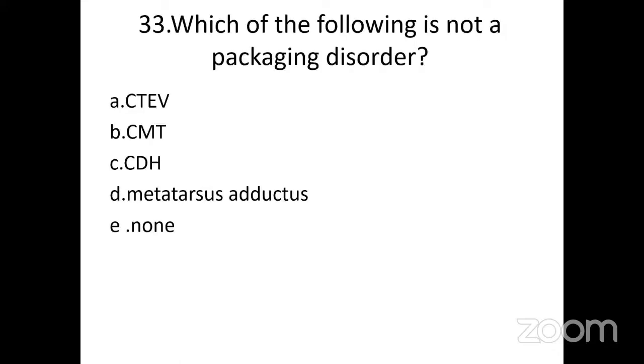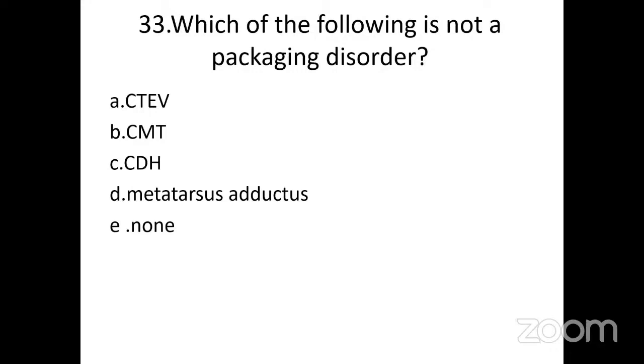Which of the following is not a packaging disorder? That means the fetus is being packed inside the uterus. If the room in the uterus is very less, for example, there is a multiple pregnancy, twin pregnancies, oligohydramnios, if there is not enough room for the fetus to move around, you will get this packaging disorder. So a lot of conditions are grouped under packaging disorder.